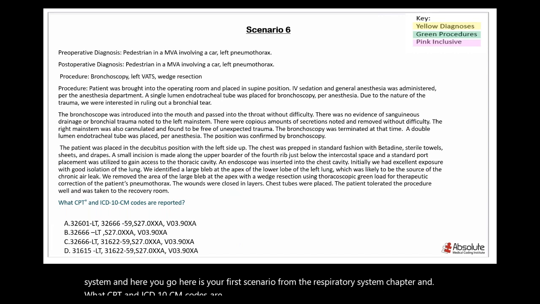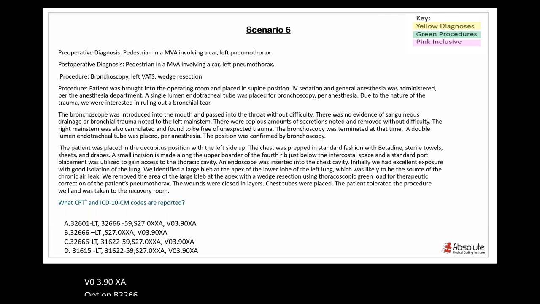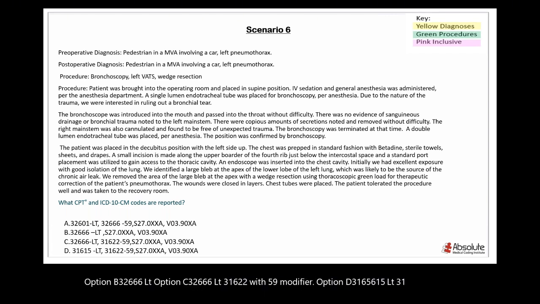Option A: 32601, 32666 with a 59 modifier, S27.0XXA, V03.90XA. Option B: 32666, LT. Option C: 32666, LT, 31622 with a 59 modifier. Option D: 31656, 15-LT, 31622 with a 59 modifier.